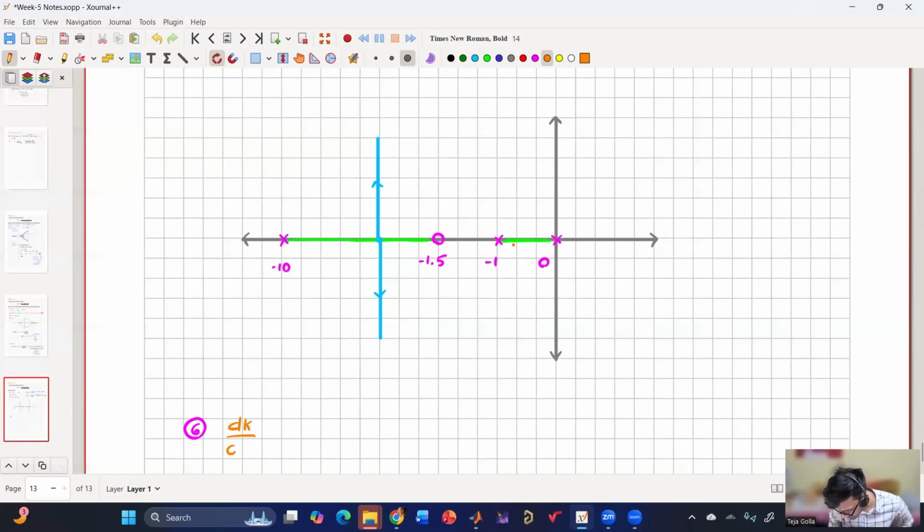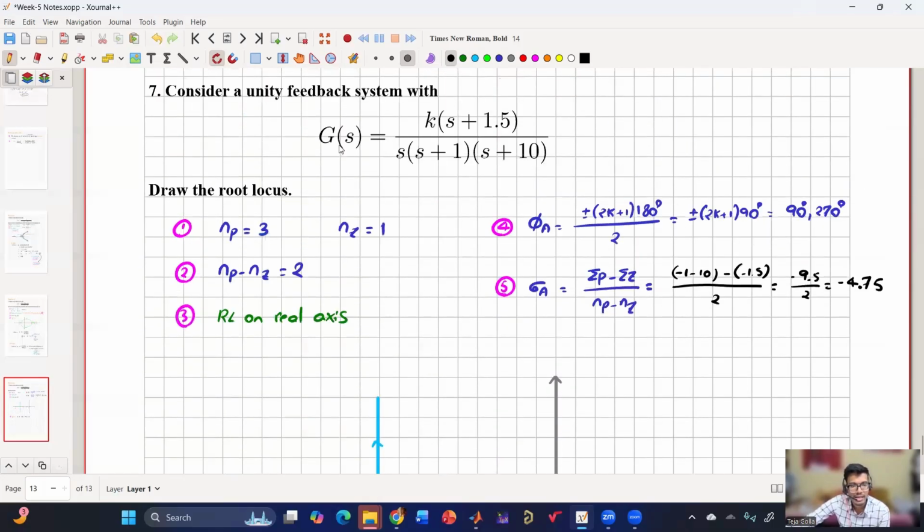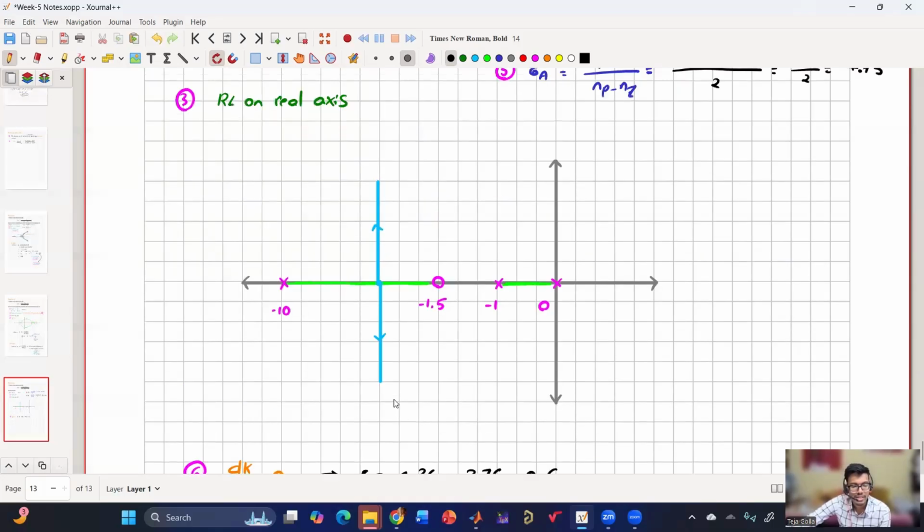So dk by ds is equal to 0. If I do this, then what is going to happen? If you calculate dk by ds, I'm just skipping the math, we'll get s equal to -4.36, -2.76 and -0.6. So let us see where these points actually are. Then we can make something out of it. You have to calculate k in terms of s and then differentiate it to get these points.